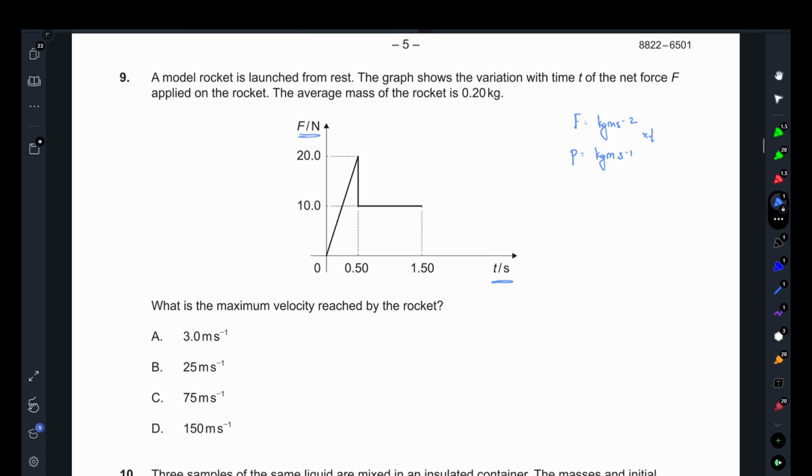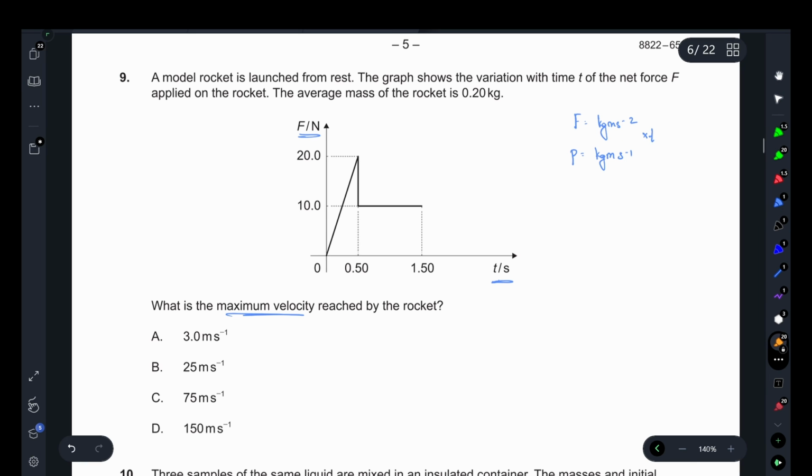Now let's look at this. If we're trying to find the maximum velocity, we have to find the maximum momentum. And this can be found using the area under the graph. So let's go ahead and split up the area of the graph into two parts, part A and part B.